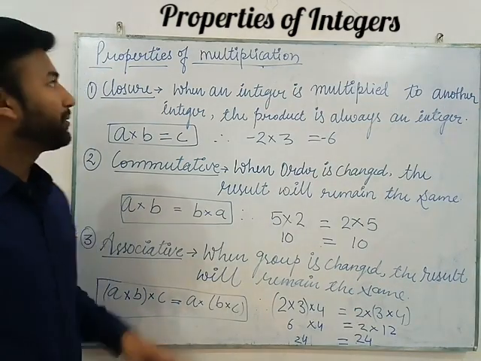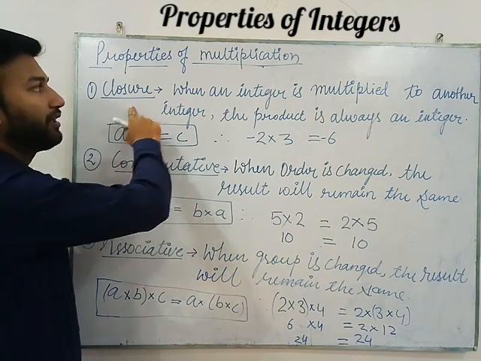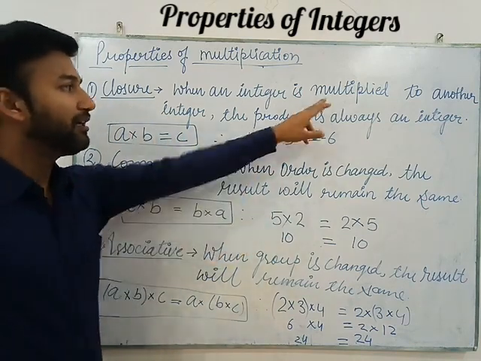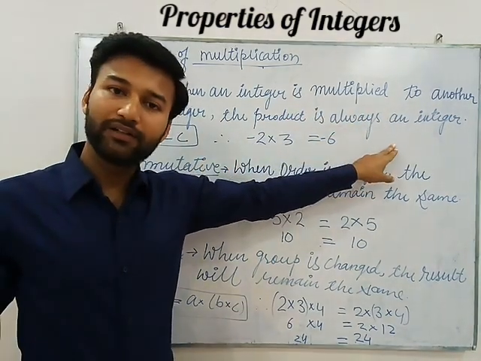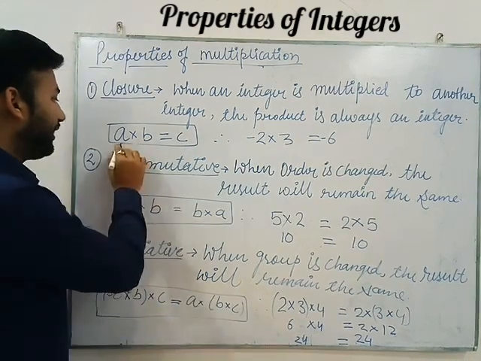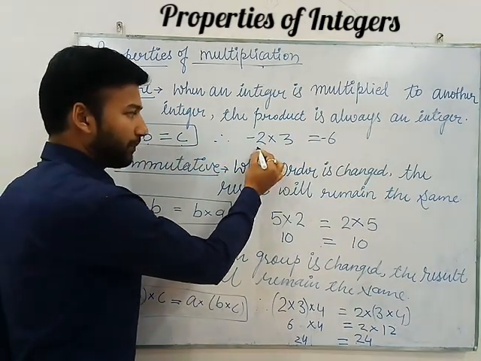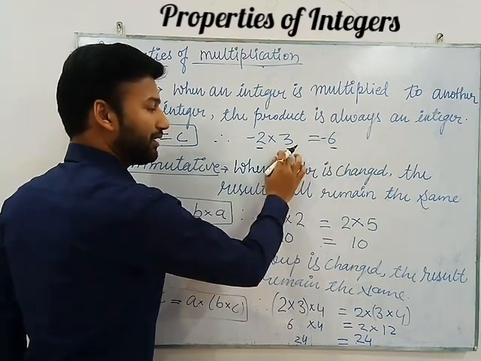Now we will discuss the properties of multiplication. The first property is the closure property of multiplication. When an integer is multiplied by another integer, the product is always an integer. That is, a multiplied by b equals c. Meaning minus 2 is multiplied by 3, then the answer, 2 threes are 6.